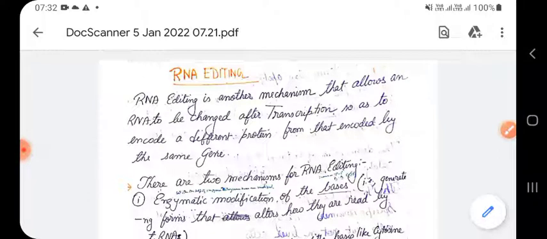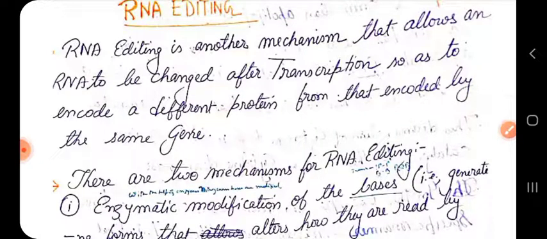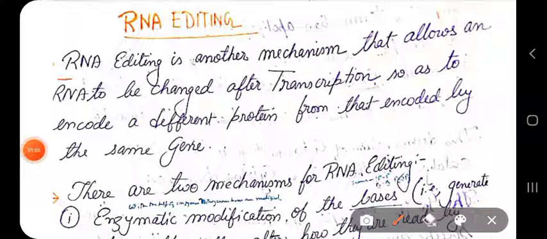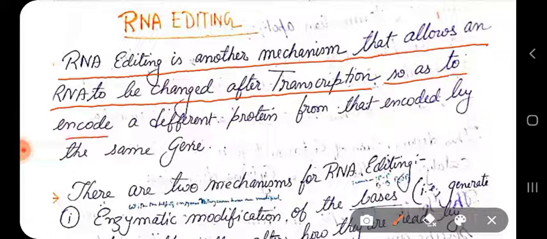So about RNA editing, let me explain. RNA editing is another mechanism that allows an RNA to be changed after transcription. The sequence of the RNA gets changed by RNA editing, so as to encode a different protein from that encoded by that same gene.